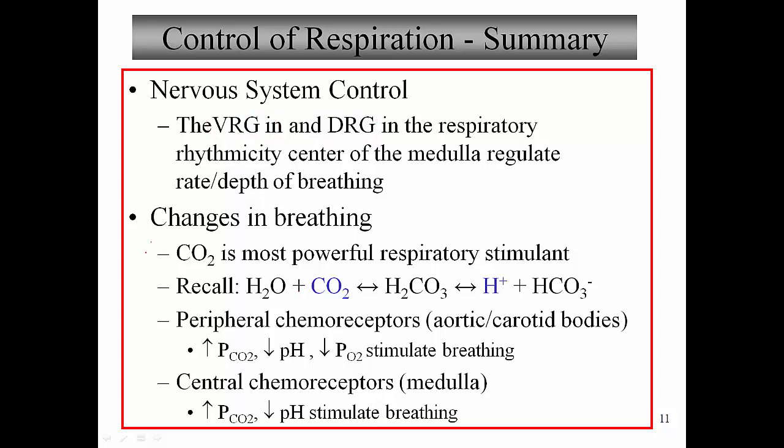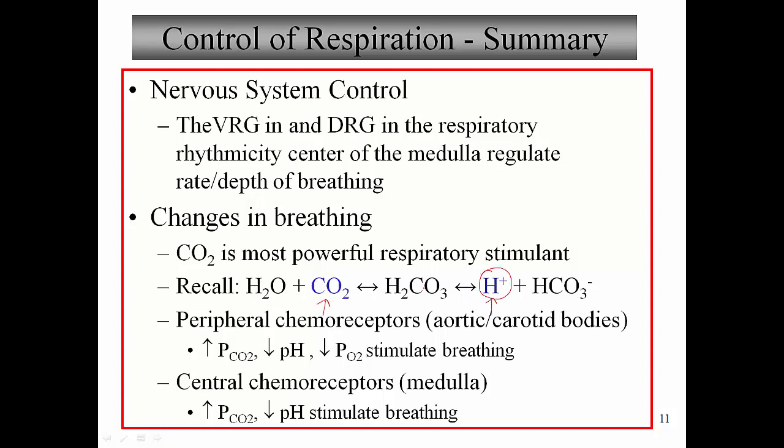We also said, very importantly, that CO2 is the most powerful respiratory stimulant. Normally, our impulse to breathe is governed by levels of CO2, so PCO2. This equation is very, very important. You need to know this equation cold. And this is, as we said, CO2 and water are going to be converted into carbonic acid. And the carbonic acid is going to dissociate into hydrogen ion and bicarbonate. Importantly, we mentioned that if we increase CO2 in the body, we also increase hydrogen ion concentration.